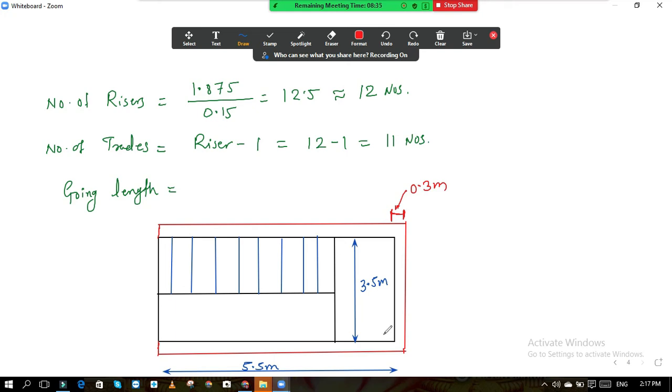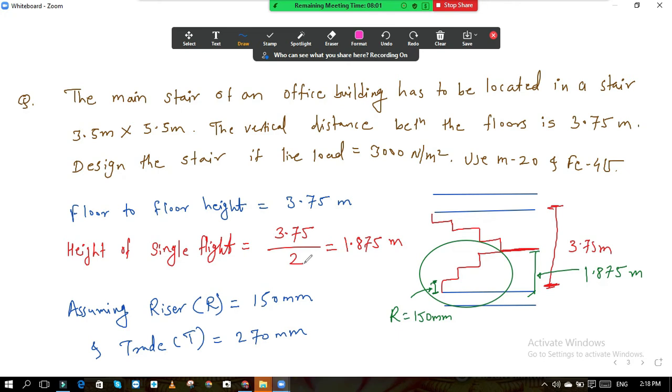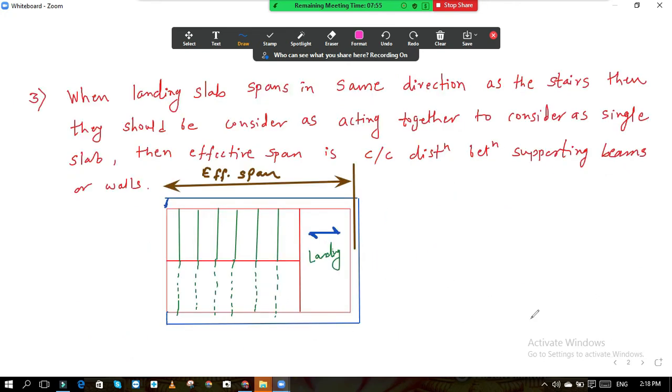Now this length is the going length. From this point up to here, this is your going length. And how do we calculate the going length? It is very easy. How many risers are there? 12. How many treads are there? 11. We have already assumed the tread as 270 mm.